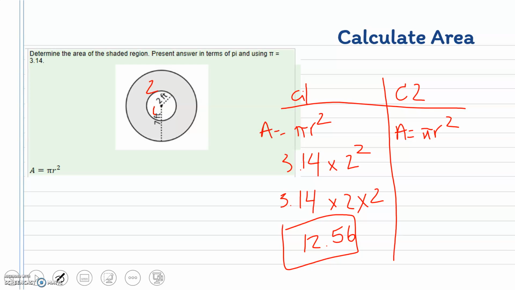And for our second one, we have 3.14 times 7 squared, because this radius is 7, from center to edge. Which will give us 153.86. I still want to find the area of the shaded region, so I need to subtract the non-shaded area from the shaded area.